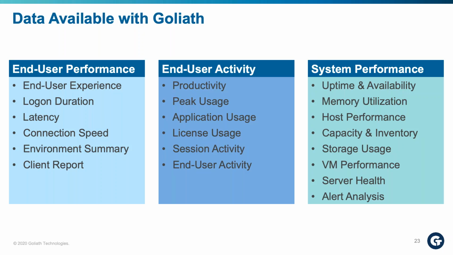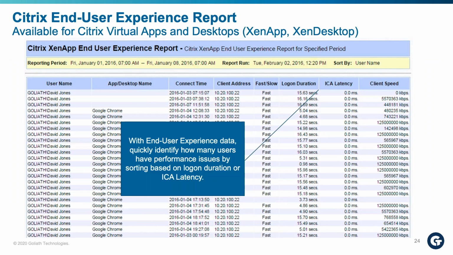So we can run through a number of reports here, some of the ones that are very popular and that our customers have told us have been very valuable to them. The first one we'll go over is a high-level end user experience report. This is going to combine logon performance, client speed and ICA latency, showing you a high-level view of end user experience for your users in the environment. But then we have other reports that break it down further.